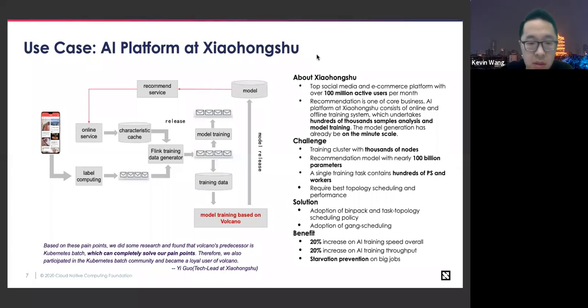Okay. So yeah, here's the quote from the end user, so I will not repeat it. Basically, they were trying to improve the AI workloads running on Volcano on Kubernetes.